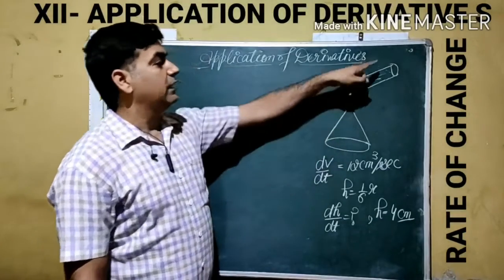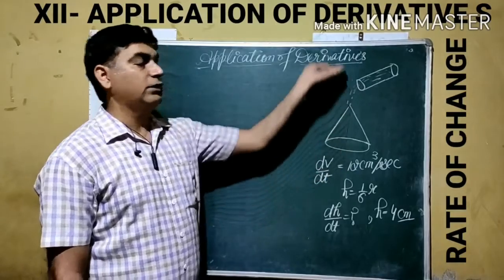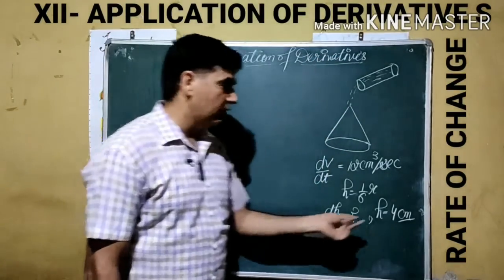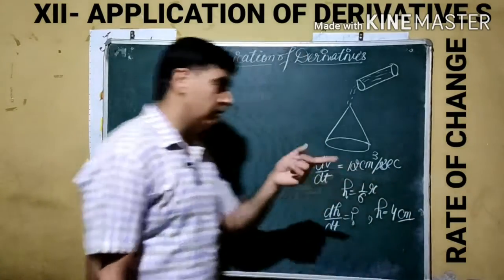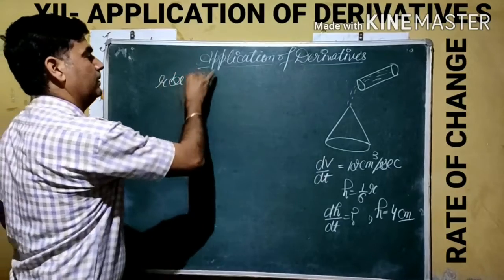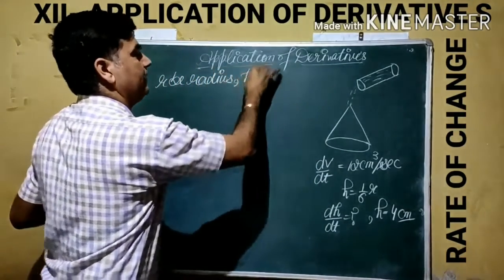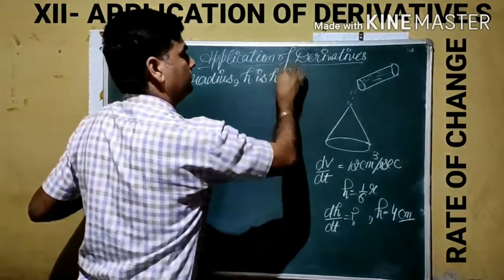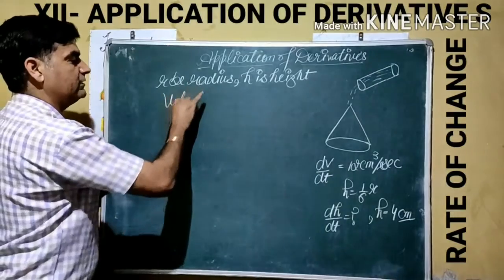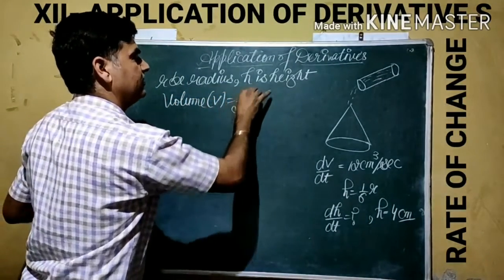If we do it in practice, if we throw out the sand through the pipe, the height of the cone increases, means this value comes out positive, when the height is 4 centimeter. Here r is the radius and h is the height of the cone. The volume of the cone is given by 1 by 3 pi r square h.